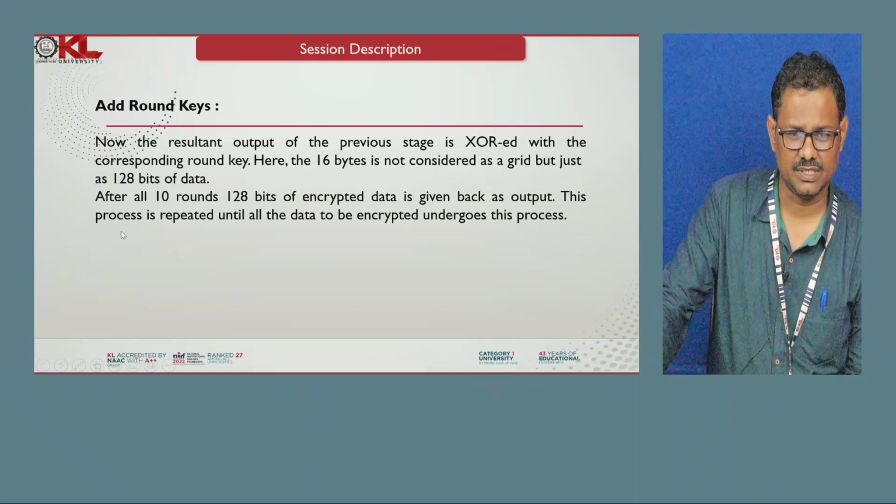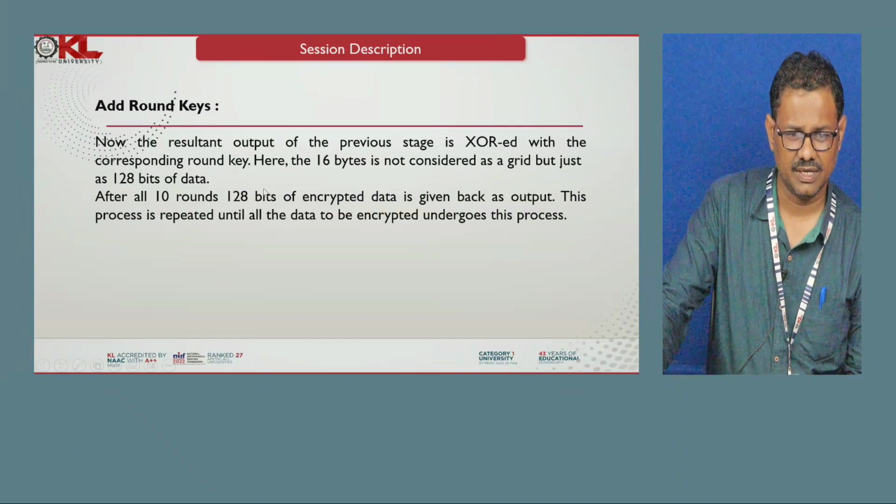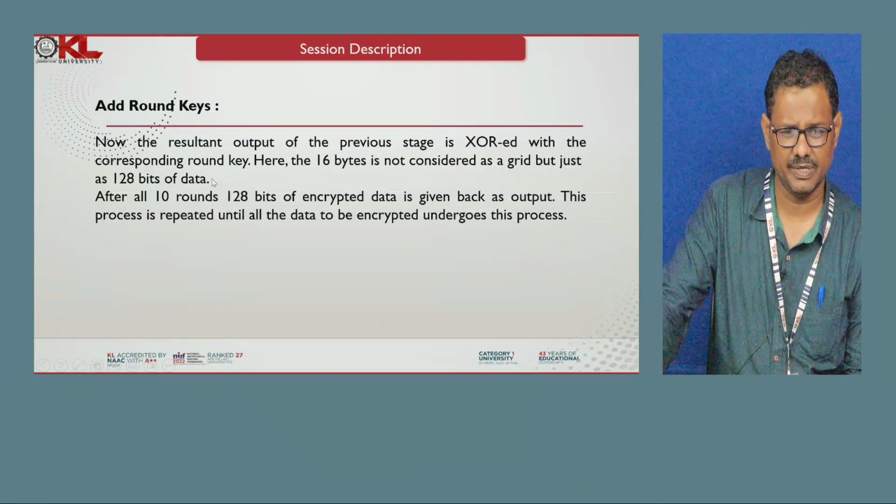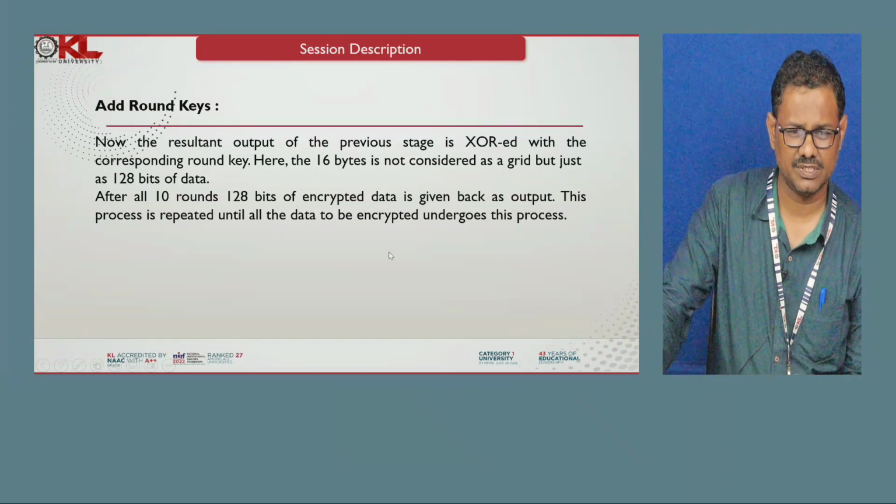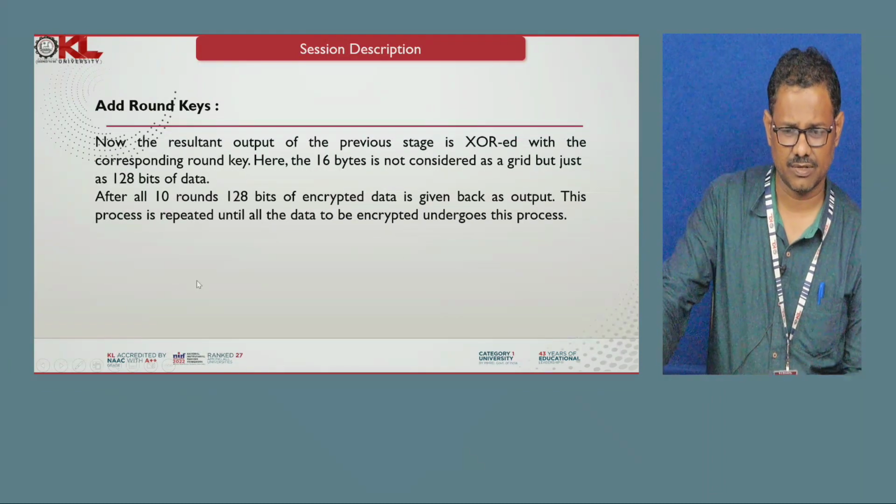Add round key. Now the output of the previous step is XORed with the corresponding round key. Here the 16 bytes are not considered as a grid, but just as 128 bits of data. After 10 rounds, 128 bits of the encrypted data is given as output. This process is repeated until all the data to be encrypted has undergone this process.